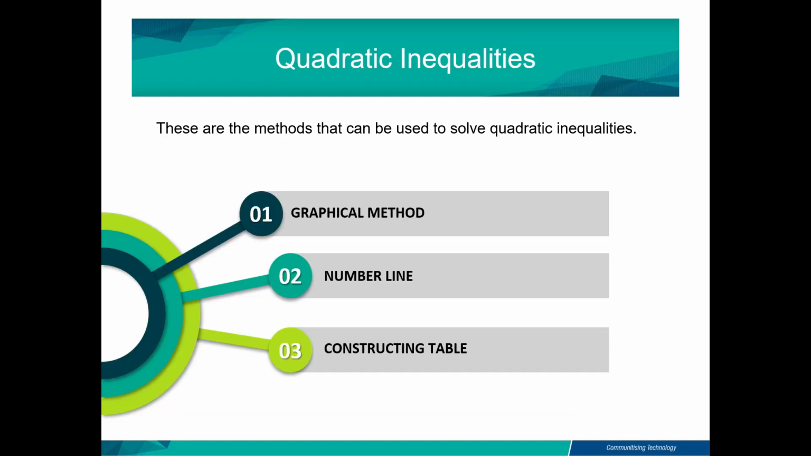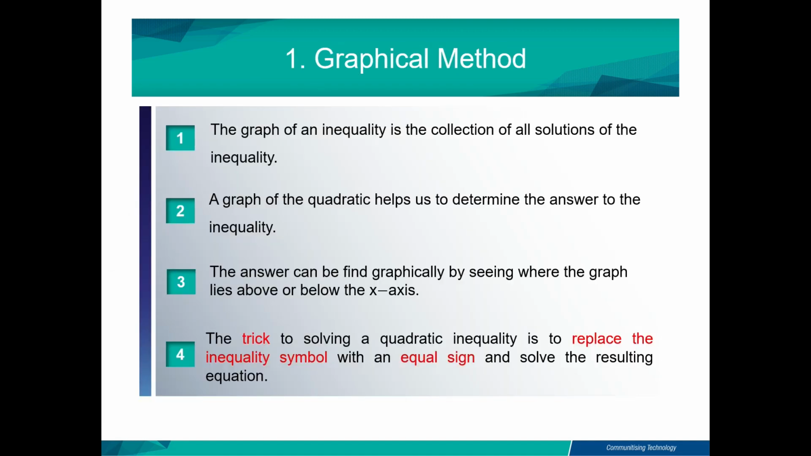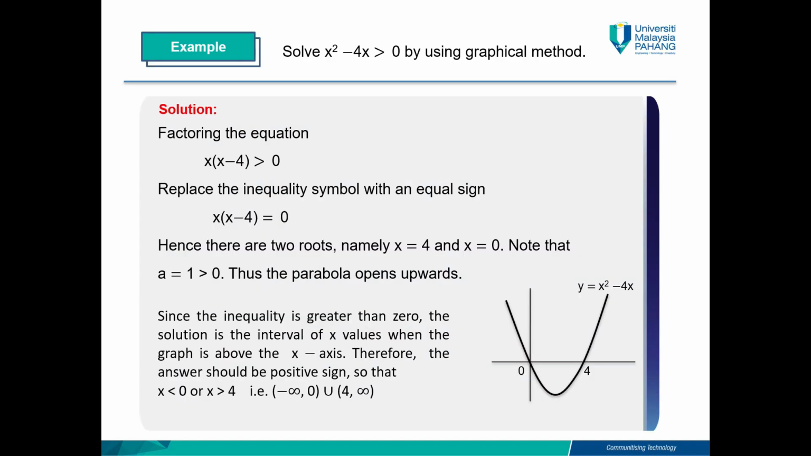Alright, how about quadratic inequalities? That means we have a quadratic equation, but the equal symbol is changed to any inequality symbol. There are several methods we can use to solve this kind of inequality: the graphical method, the number line, or constructing a table. So we go to the first one, the graphical method. We illustrate the equation using a graph, and then we identify the region that satisfies the inequality. For example, we have x squared minus 4x more than 0.